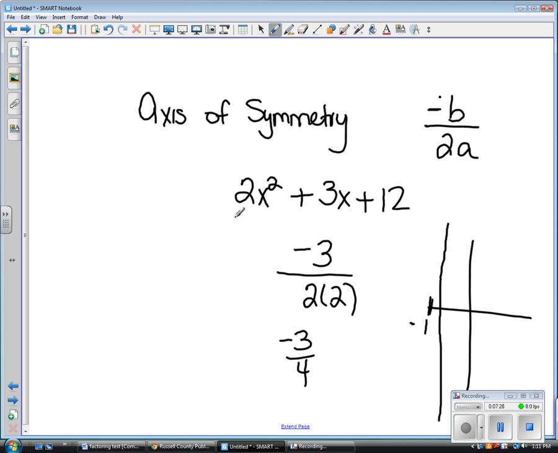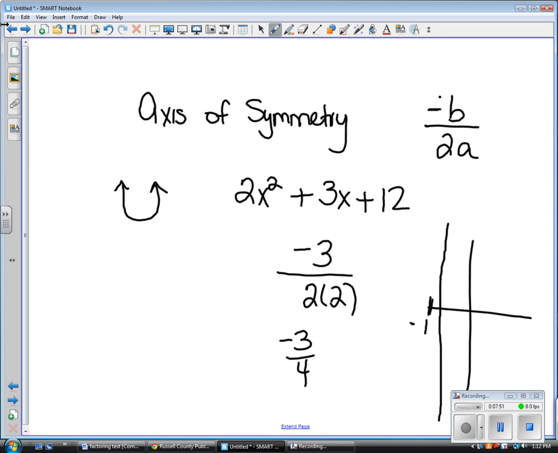Now, we should know, is it going to open up or down? Based upon my min and my max. A is greater than 0 is going to be my up. So I know my parabola is going to be this way. I now know my axis of symmetry. Okay?